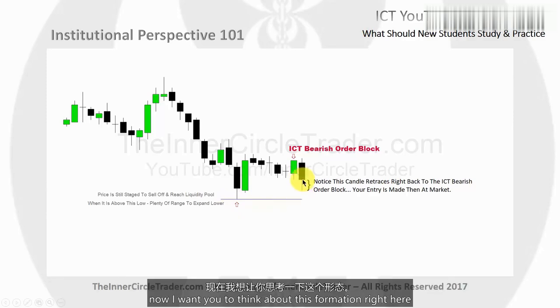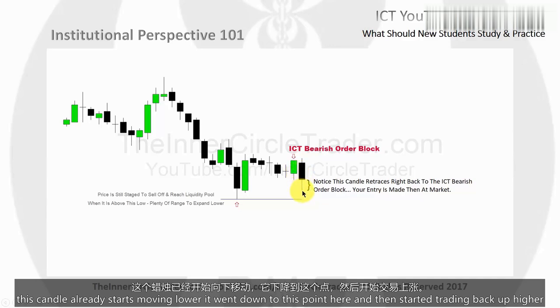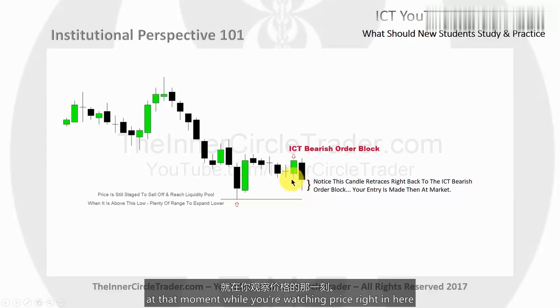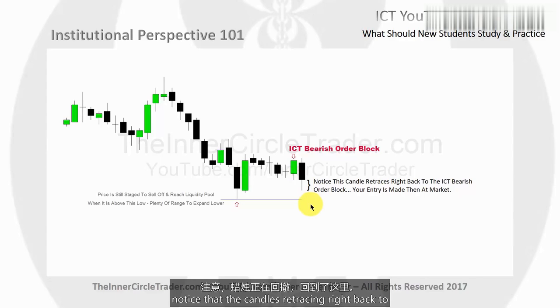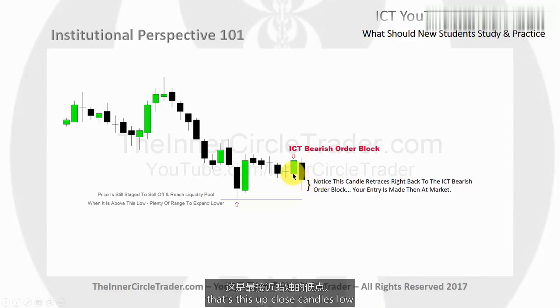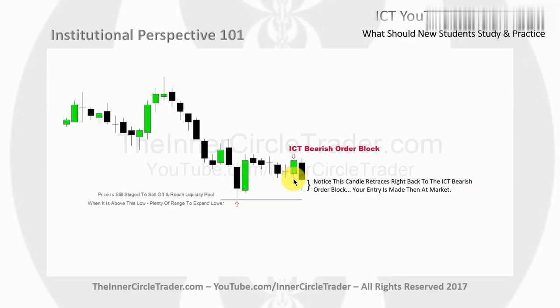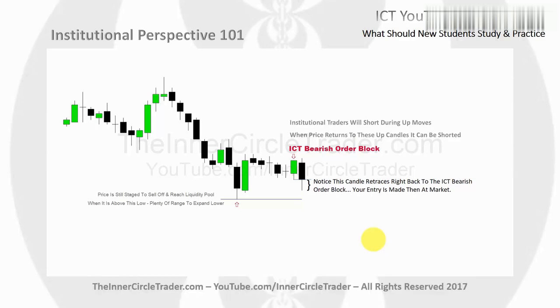But now I want you to think about this formation right here. This candle already starts moving lower. It went down to this point here and then started trading back up higher. At that moment, while you're watching price, right in here, that's when you time your entry. Notice that the candle's retracing right back to the ICT bearish order block's low, and that's this up close candle's low. That is exactly when your entry is made at the market. Institutional traders will short during up moves. Now, when price returns back to these up close candles, we can be shorting it as well.